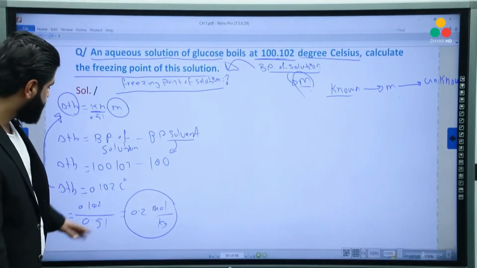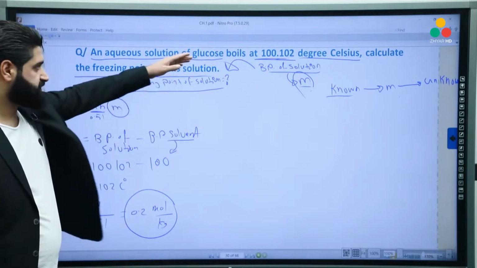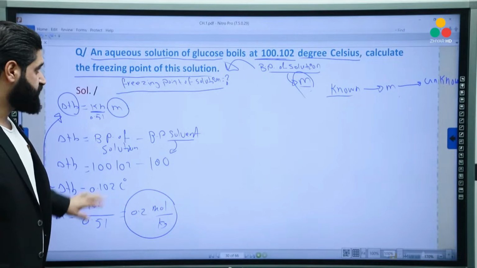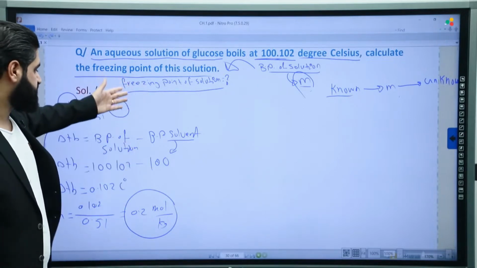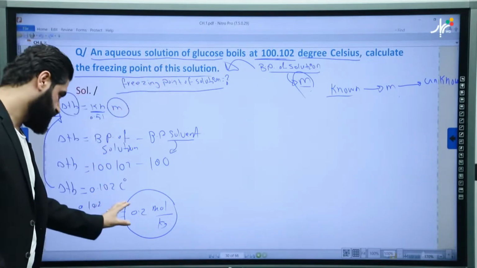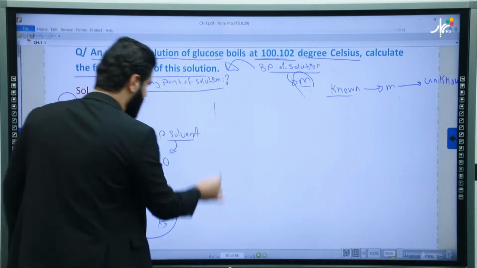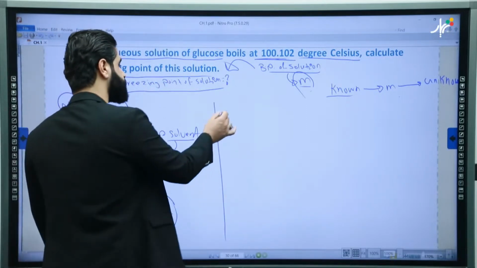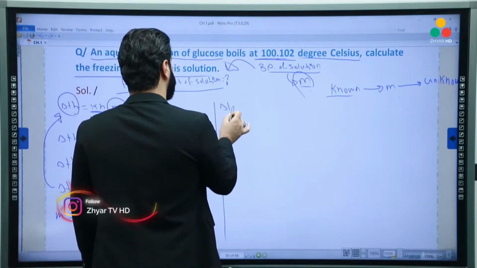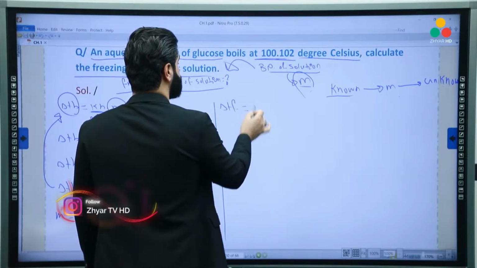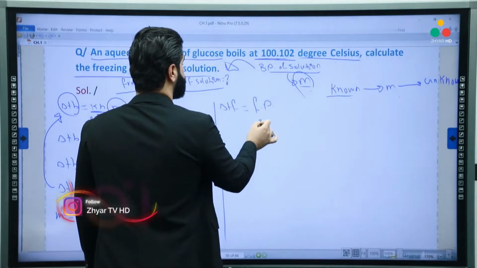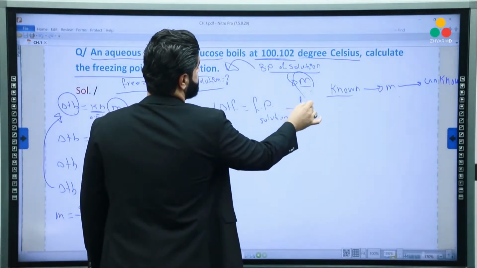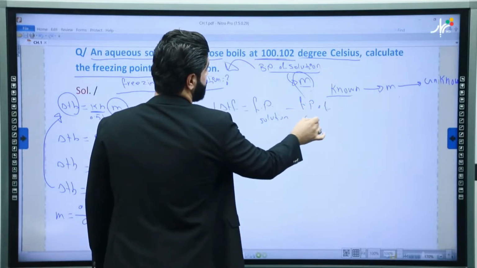Well, what if we have molality at the first time? Then it doesn't need those steps. But now, because boiling point is useless for freezing point, that's why I changed boiling point into molality. Then we can use molality to get the value of freezing point of a solution. So, delta TF equals freezing point of solution minus freezing point of solvent.